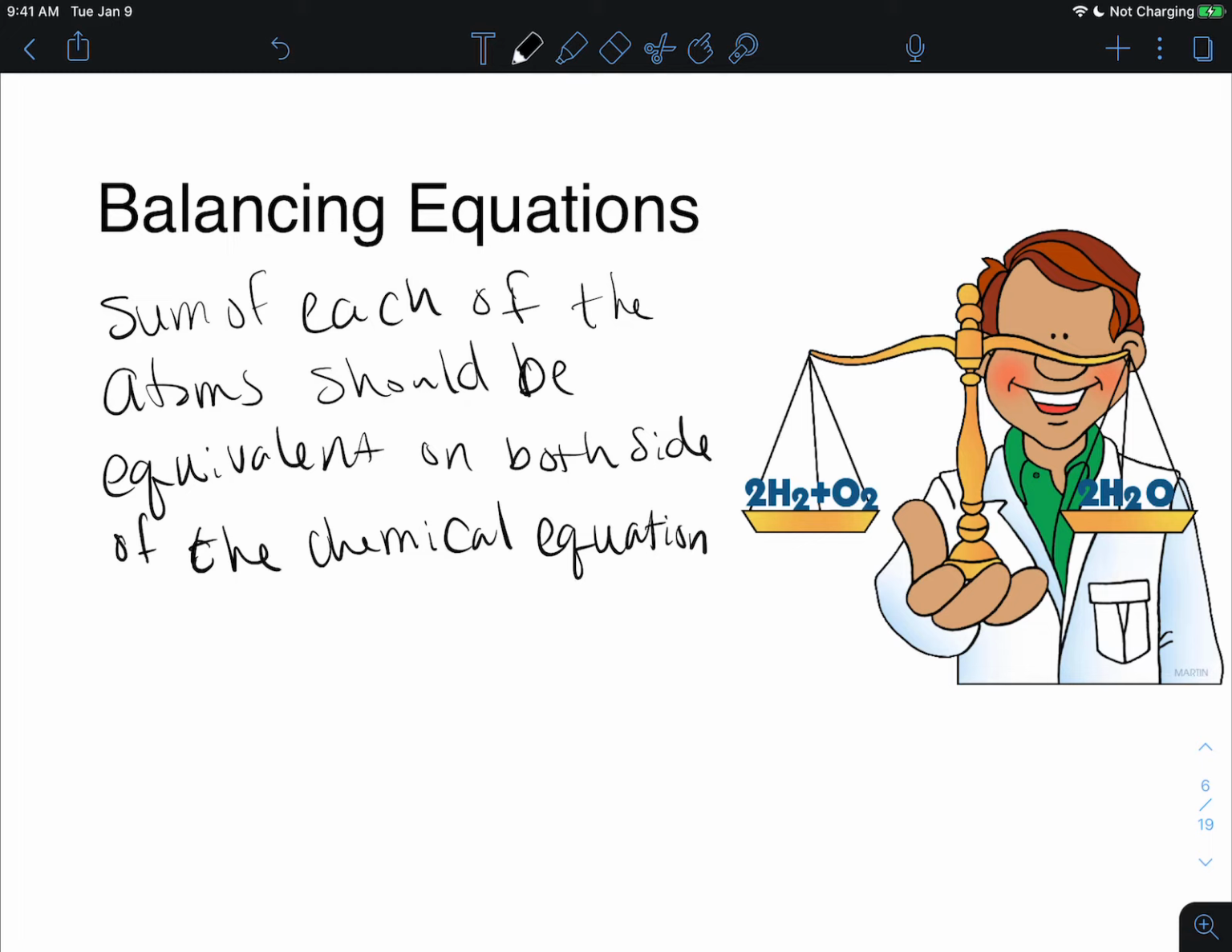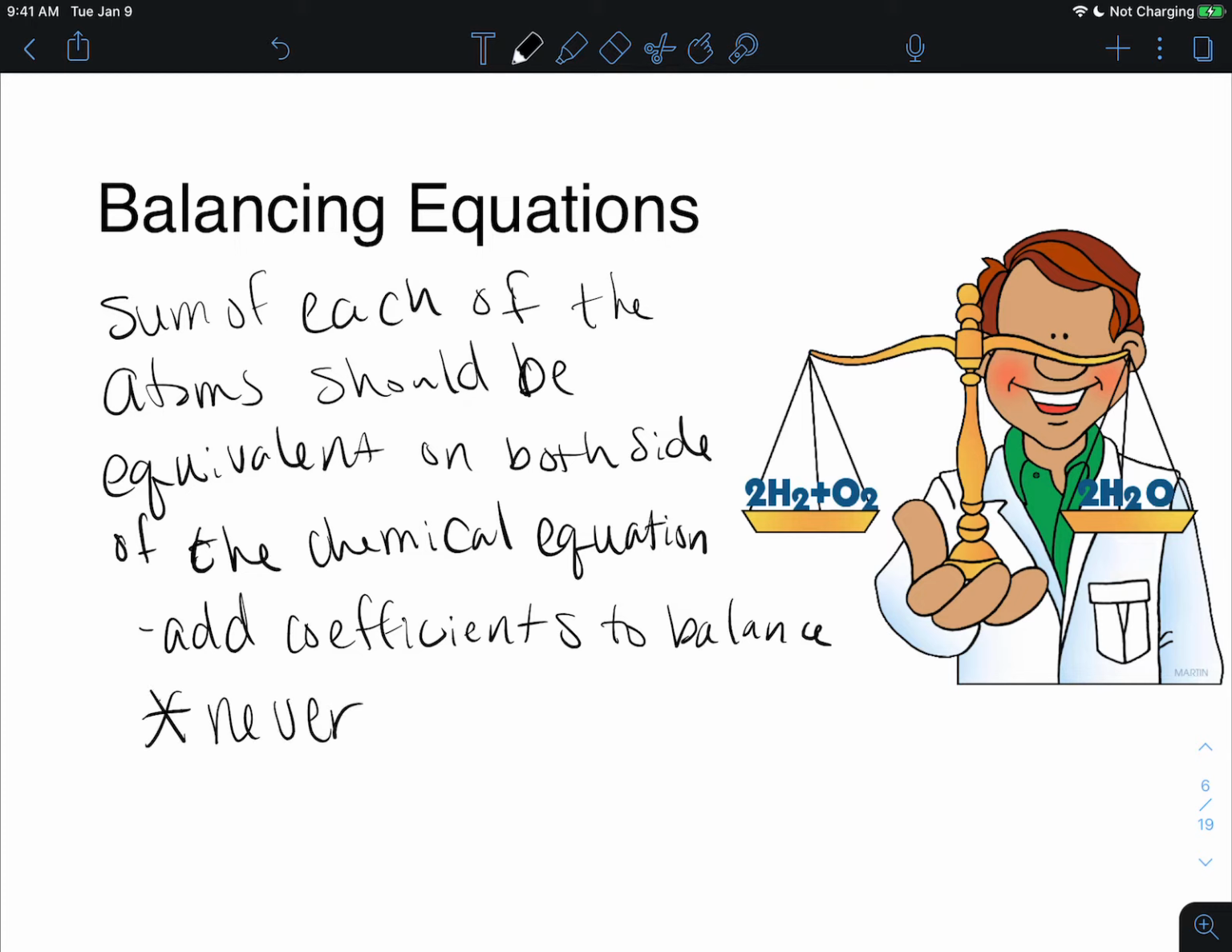Okay, so we add these coefficients to balance out our molecules and compounds. We never ever change subscripts because that changes the compound. So add coefficients to balance. Never change subscripts.